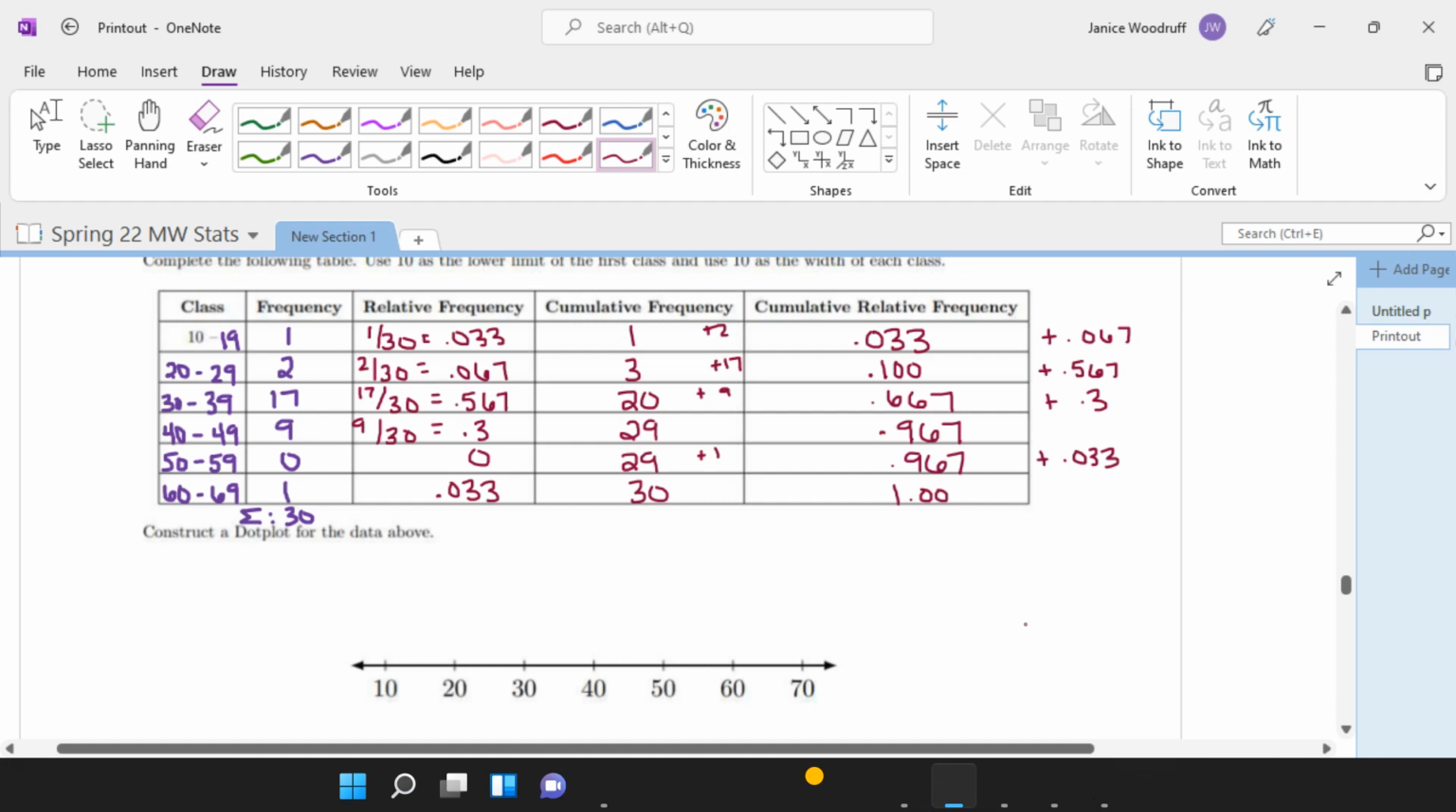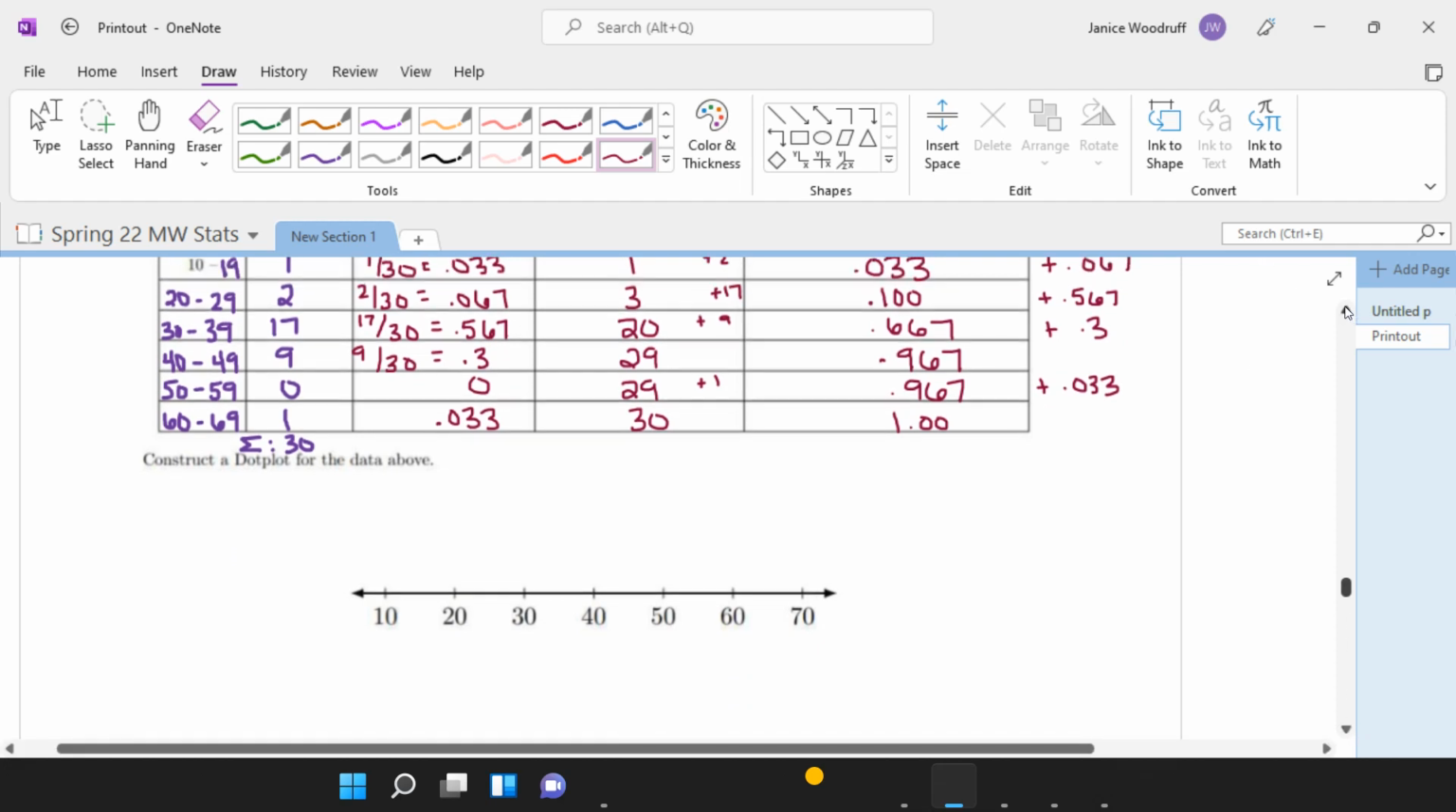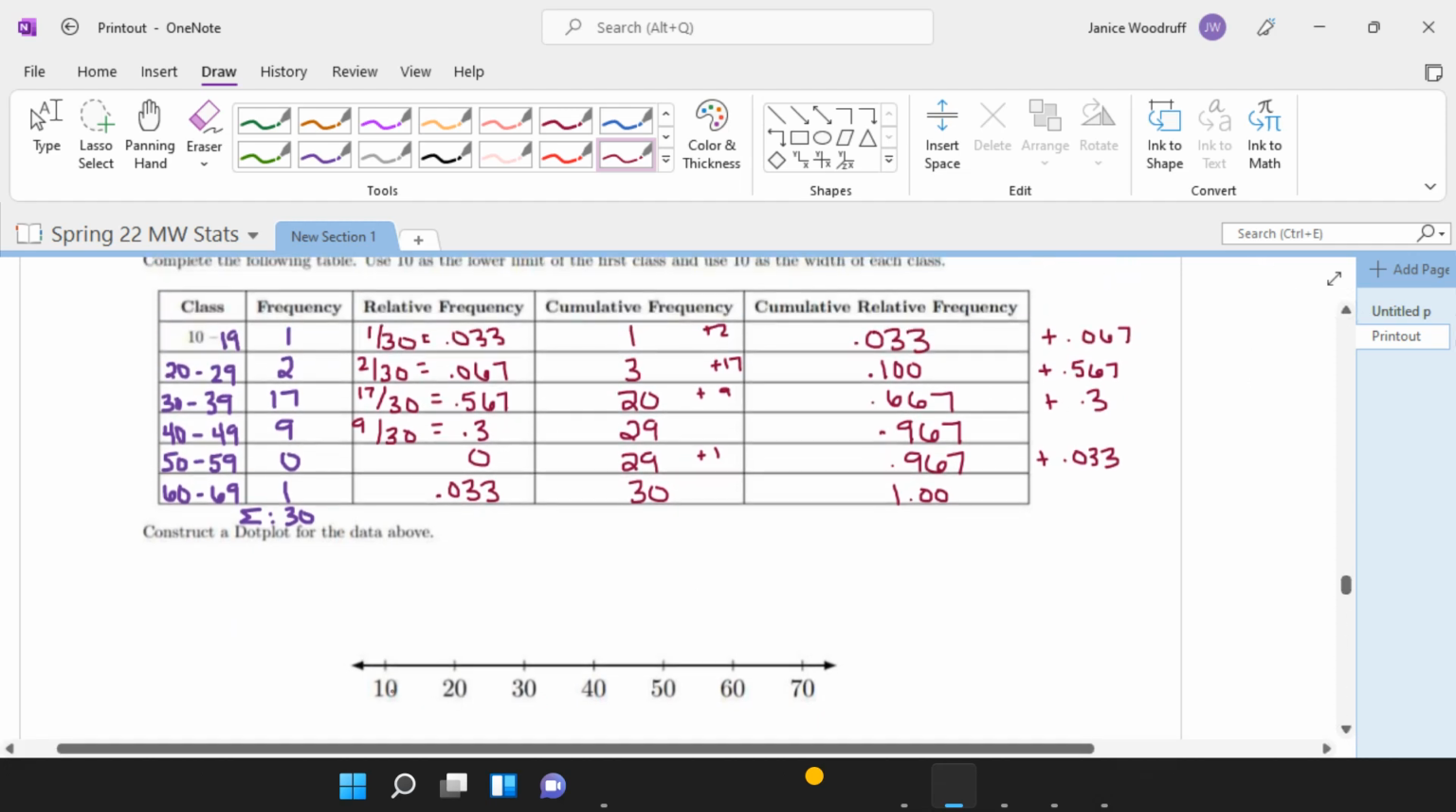All right, and then you have a dot plot for the data. This one doesn't have the classes sorted out. So I could take this and just make this 10 to 19, 20 to 29, 30 to 39, 40 to 49, 50 to 59, 60 to 69, and the 70 can just stay there.